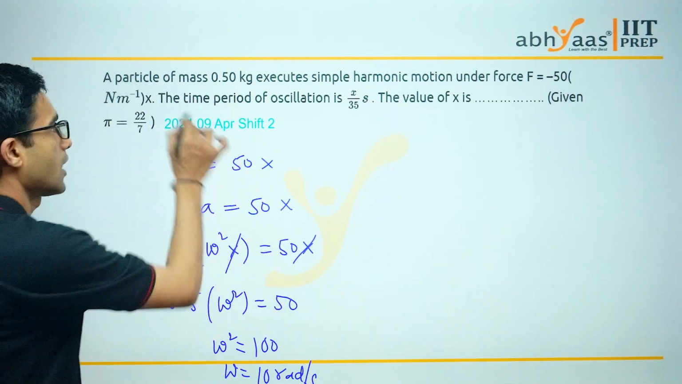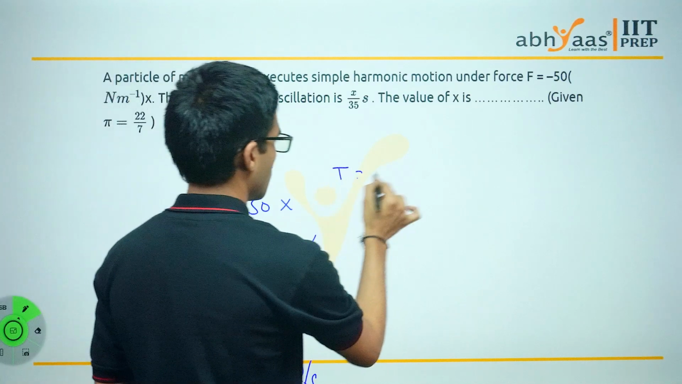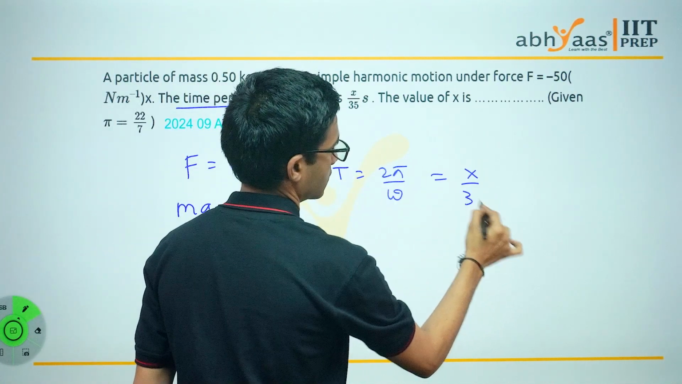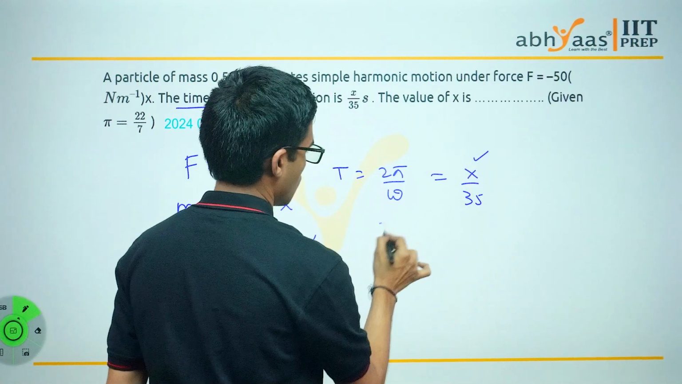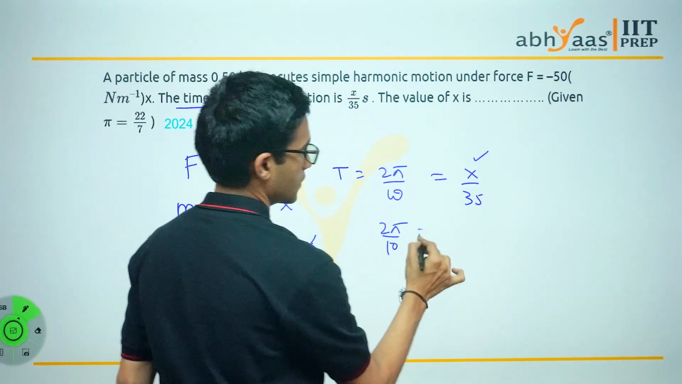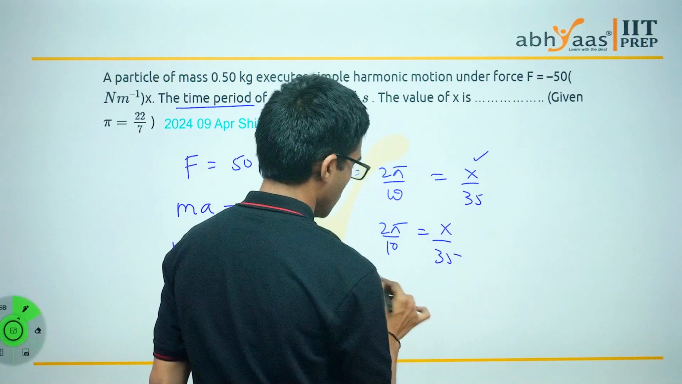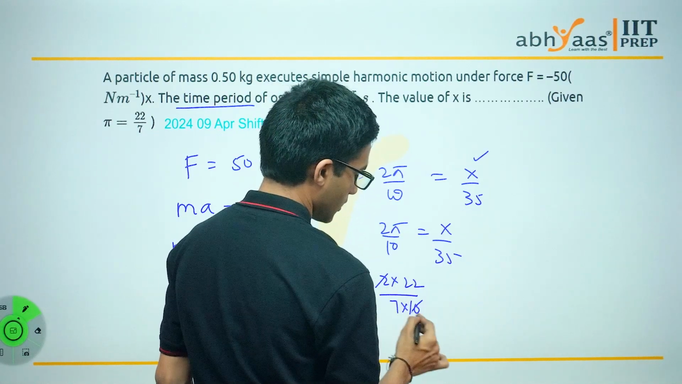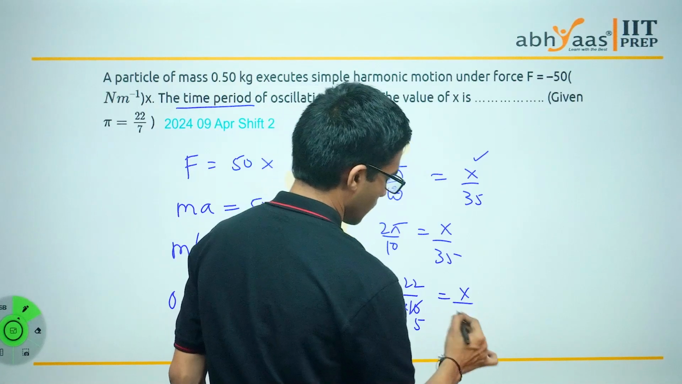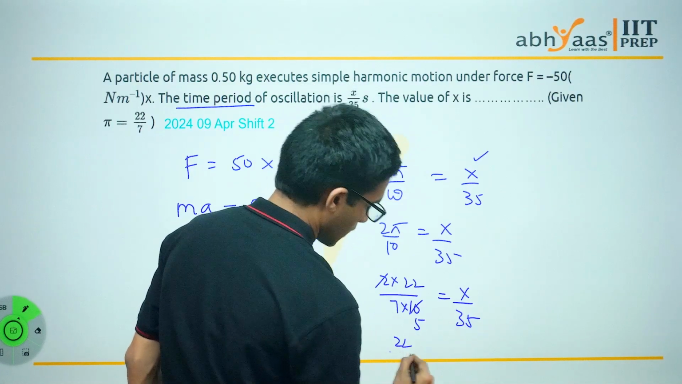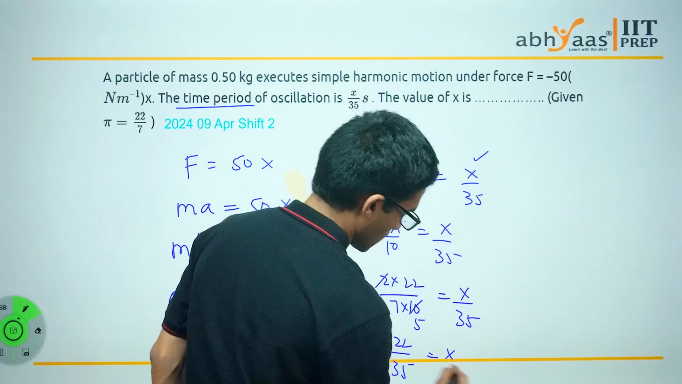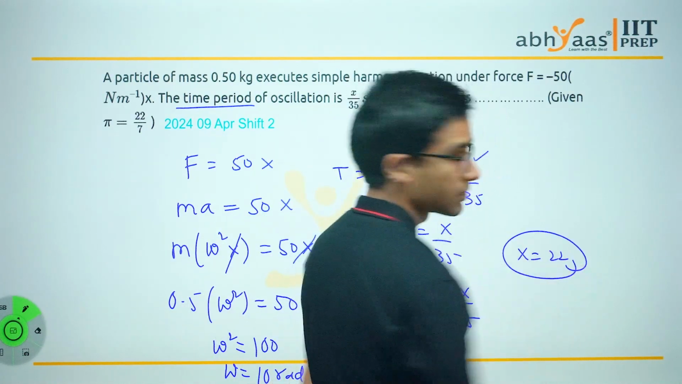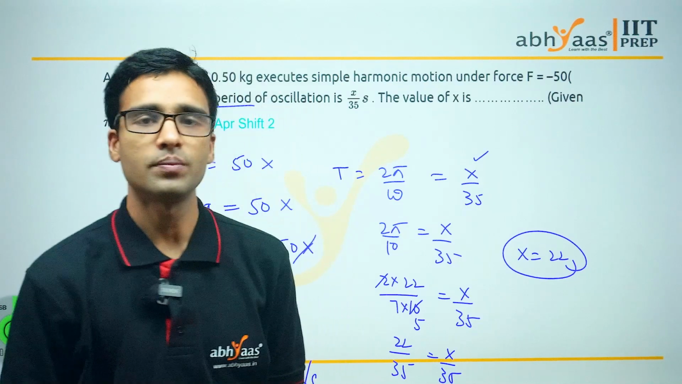What is he asking? Time period. Time period T is equal to 2 pi by omega. That is equal to x by 35, x you need to calculate. So 2 pi by 10 is equal to x by 35. 2 into 22 by 7 into 10, if you cut this, you will get 22 by 35, that means x by 35. x is equal to 22. This is the answer.